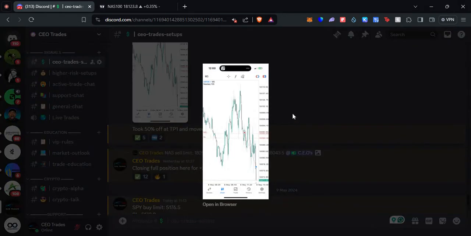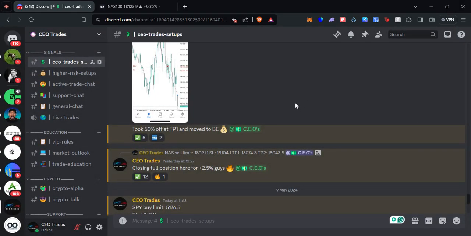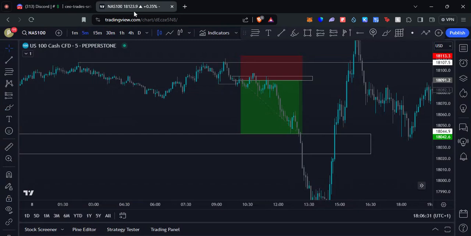Now, as you can see, there's the screenshot of inside my MetaTrader as I was telling everyone exactly what I'm doing and walking everyone through all of the processes that go on inside of my own personal trading.